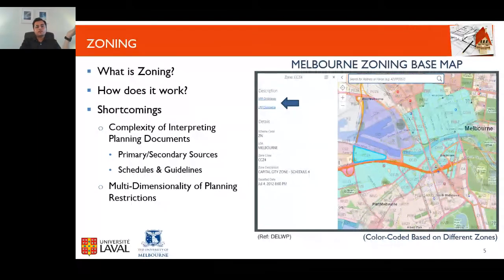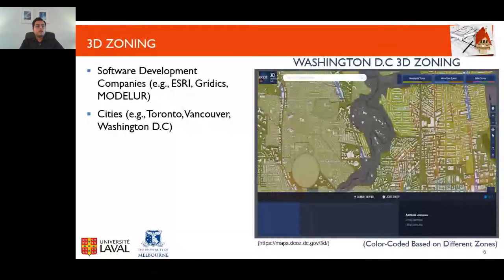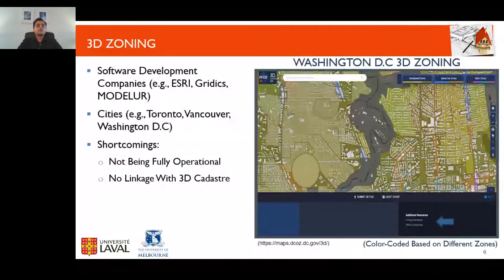What about 3D zoning? Do we have a 3D zoning? It exists. Several software development companies and cities are launching their first version of 3D zoning containing a 3D representation of some planning restrictions such as height and setbacks limit. However, in addition to not being fully operational and accessible, it's not fully enriched, and also its linkage with 3D cadastral purposes is still lacking.